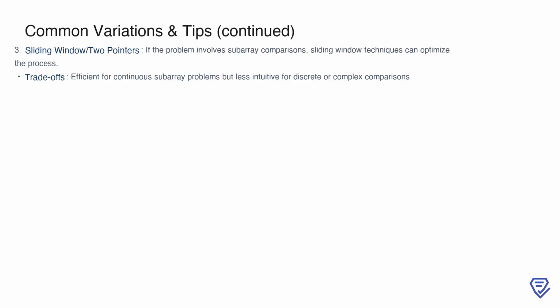Another approach to consider is the sliding window or two-pointer technique. This method is particularly useful for optimizing subarray comparisons, especially when the problem involves continuous subarrays. By maintaining a dynamic window or adjusting pointers, you can significantly reduce the computational overhead compared to brute force. However, this approach may be less intuitive for problems that involve discrete or more complex comparisons, so it's important to assess whether it's the right fit for the specific problem. Ultimately, the key takeaway is to choose the approach that best aligns with the problem's constraints and requirements, balancing efficiency with clarity in your implementation.